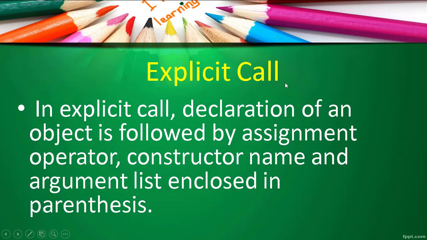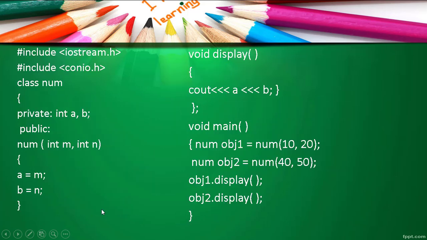So coming to the explicit call, first we studied about the implicit call. Now the second way of invoking the parameterized constructor is using explicit call. In explicit call, the declaration of an object is followed by an assignment operator. Okay, we are using assignment operator along with the object and constructor name is being used and the argument list enclosed in a parenthesis. Okay, when we see this example, you can understand.